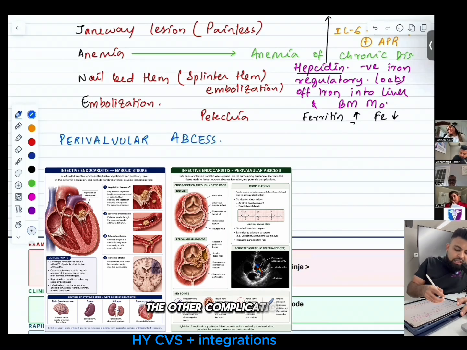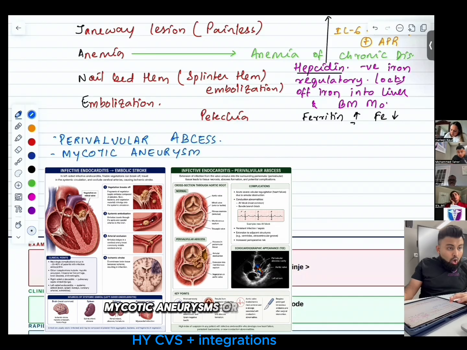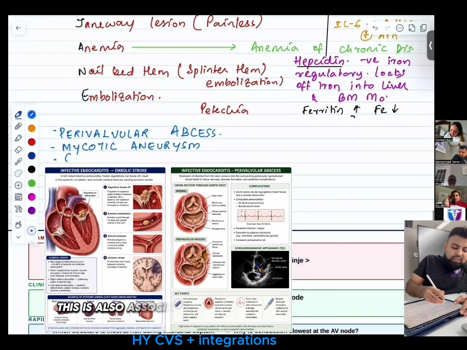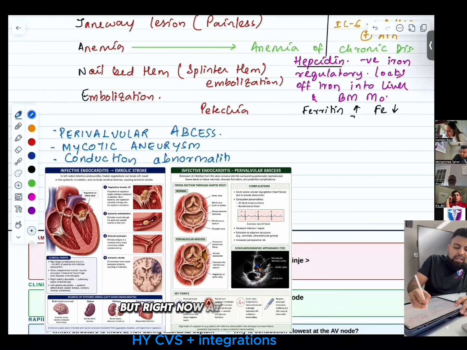The other complications could be due to weakening of the wall of the aorta, and that is an aneurysm secondary to infection, a mycotic aneurysm. Remember, it's not fungal, okay? Mycotic aneurysms, or very important, this is also associated with conduction abnormalities. In your Step 2 CK, you will come across more details, but right now, at least for Step 1, we need to know the last one.